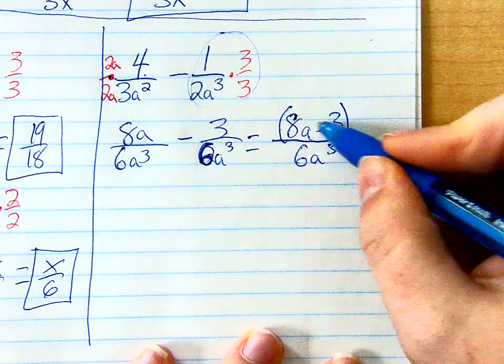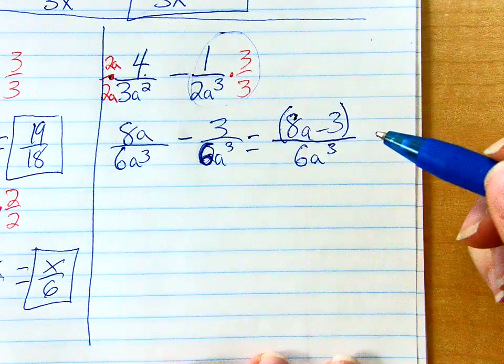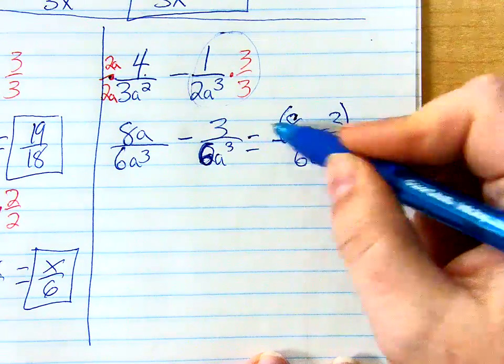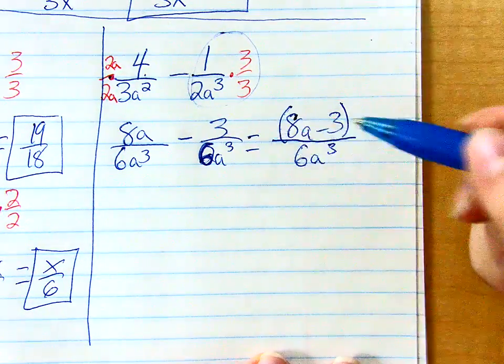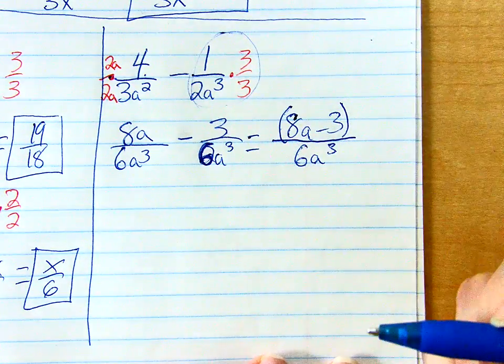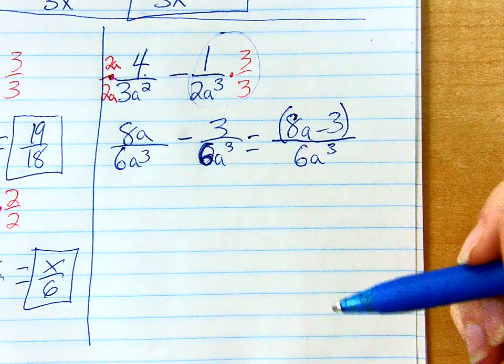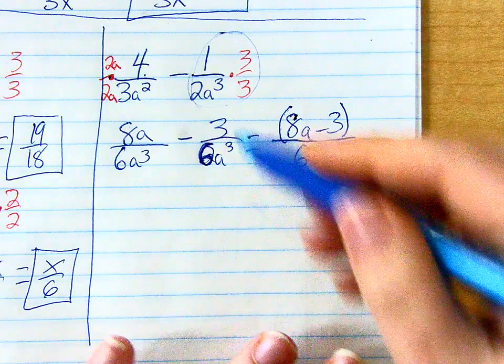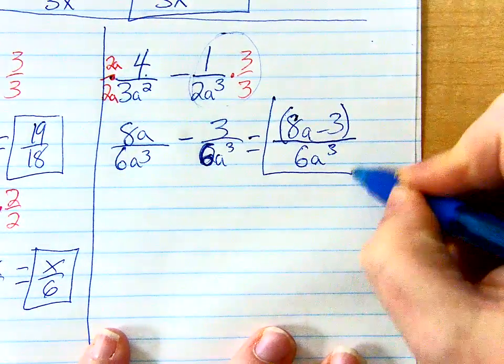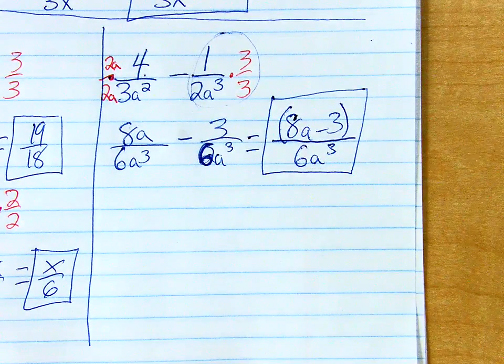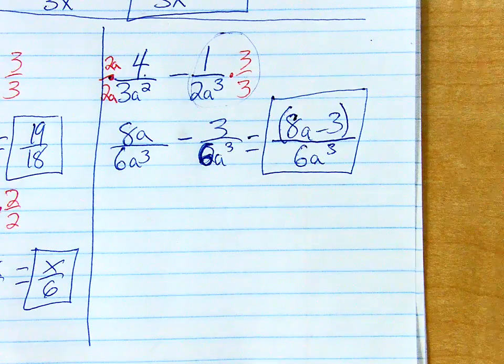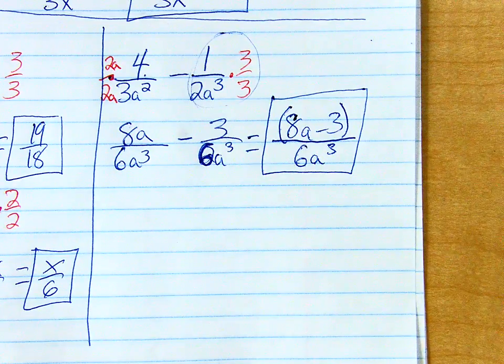Is there anything to factor out from this? No, there's not. If there was, if I could say I could take out a 3, then I could cancel the 3 and the 6. But I can't take a 3 out of that. I can't take anything out of that. So, I'm done. That's my final answer. Happy day. Right? Okay.